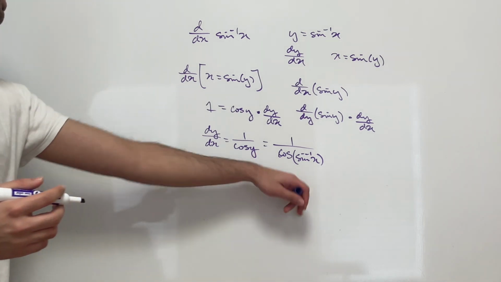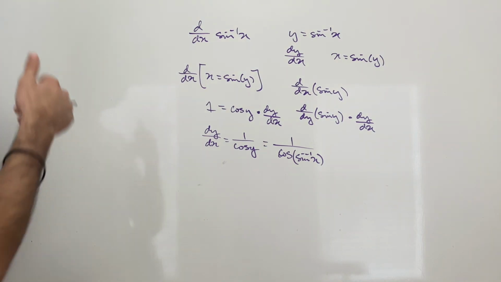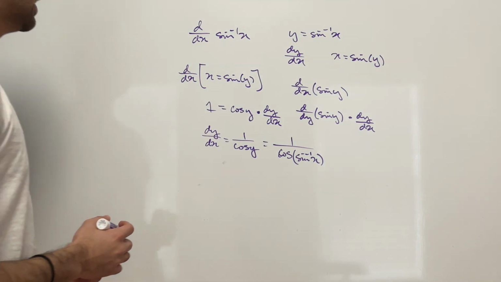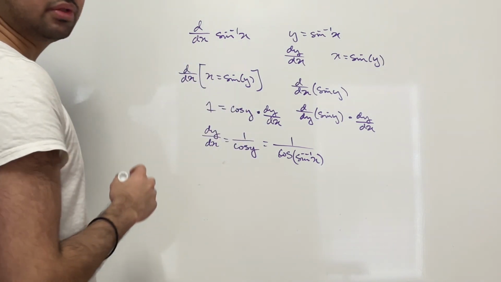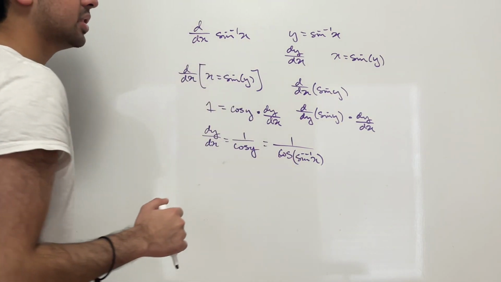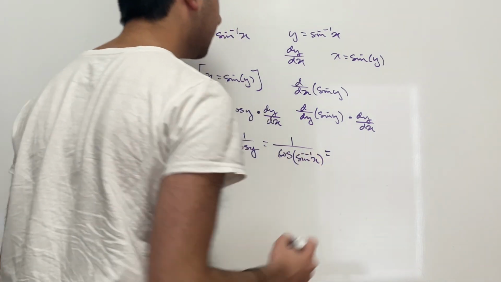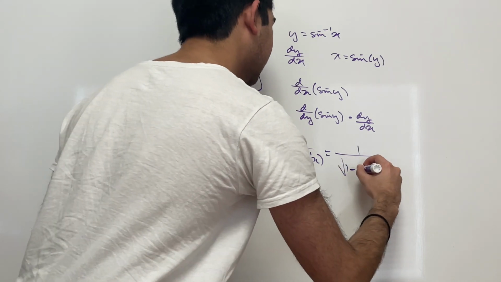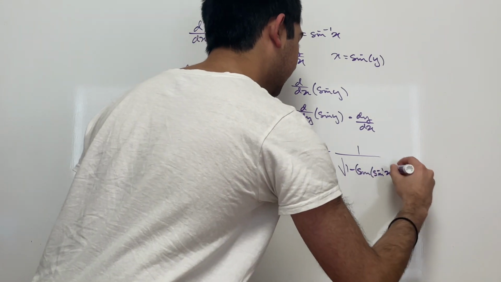So one thing you can do is just leave it like that and hope that the reader will simplify it themselves. Or you could rewrite this using little trig identities to get a nicer, more interesting answer. So, just for the sake of making the video longer and getting a more complete answer, we're going to do some trigonometry. 1 over cosine of inverse sine x. We can use a Pythagorean identity and rewrite this as 1 over the square root of 1 minus sine of inverse sine x, all squared.